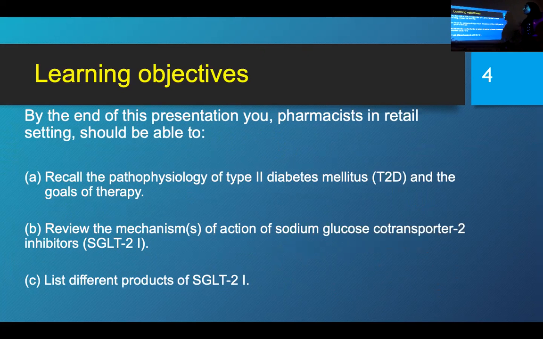By the end of this presentation, you as pharmacists in the retail setting in California should be able to recall the pathophysiology of type 2 diabetes and the goals of therapy according to the guidelines. Also, review the mechanism of action of the sodium glucose cotransporter inhibitors. You should also be able to list different products of the SGLT2 inhibitors.